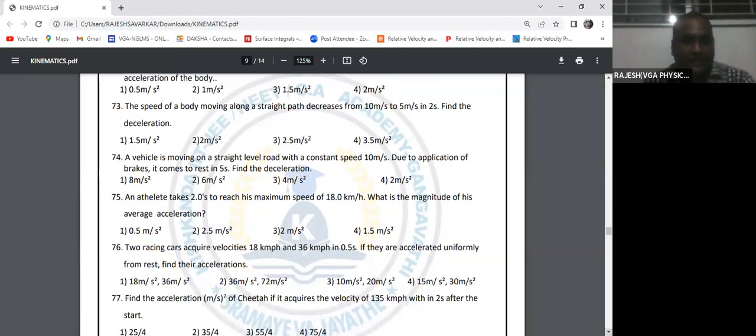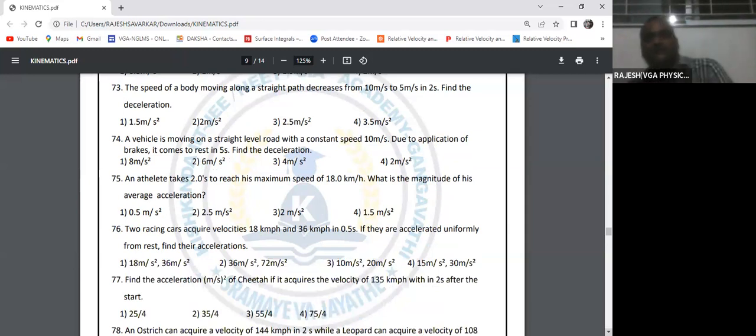A vehicle is moving along on a straight level road with constant speed 10 meter per second. Due to application of brakes, it comes to rest in 5 seconds. The deceleration is? It comes to rest, so final velocity 0, 10 by 5. That is 2 meter per second square. That is the deceleration.